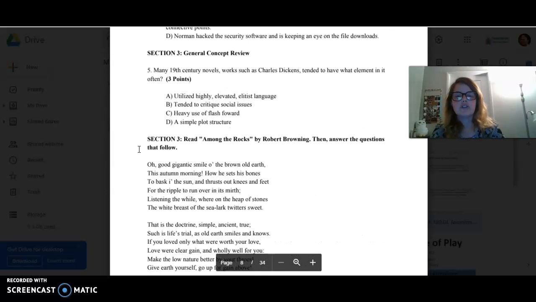Number 5, general concept review. In many 19th century novels, works such as Charles Dickens tended to have what element in it often? A, utilized highly elevated elitist language. B, tended to critique social issues. C, heavy use of flash forward. Or D, simple plot structure.